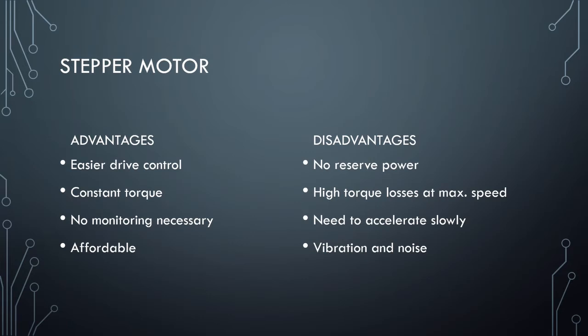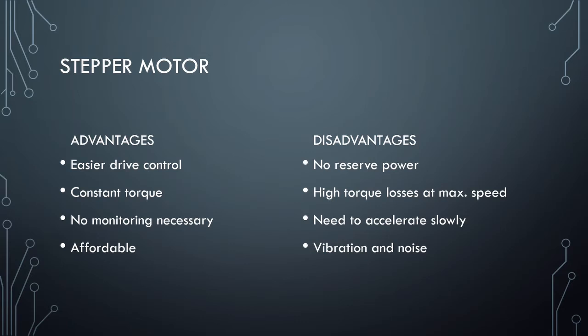So some of the advantages to this, what I just explained: the drive control is a lot easier on a stepper motor. The torque can also be more constant. So instead of possibly tapering off, you end up with a much straighter and constant torque. Using these, you don't really need to monitor a stepper motor. That's why we can get away with an open loop system, and they're much more affordable because there's a lot less going on with them. So stepper motors can be a very simple and very reliable motor for certain applications.